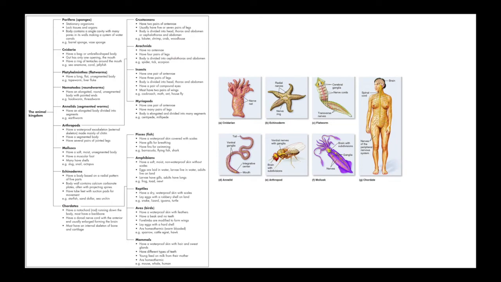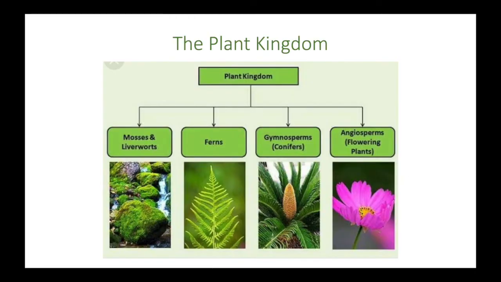And then very briefly, let's just look at the plant kingdom for a second. So there are 4 main phyla of the plant kingdom. We have the bryophytes, or mosses and liverworts. We have ferns, conifers, which include the pine and fir tree, and then flowering plants, which are then divided into monocotyledons and dicotyledons.